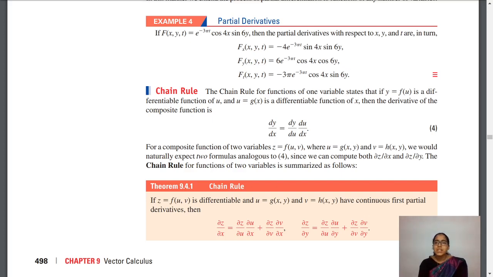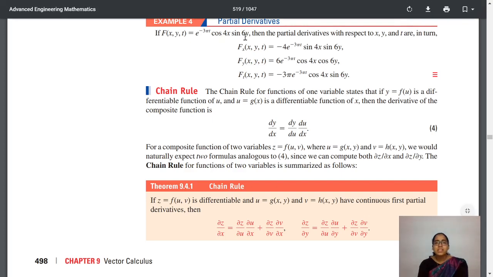Now next is to find the partial derivative with respect to t. So we'll keep x and y constant. That is, the terms cos 4x and sin 6y will be constant. We just have to differentiate e raised to minus 3 pi t. What is the derivative of e raised to minus 3 pi t? It is nothing other than minus 3 pi e raised to minus 3 pi t. So ft of xyt is minus 3 pi e raised to minus 3 pi t cos 4x sin 6y.